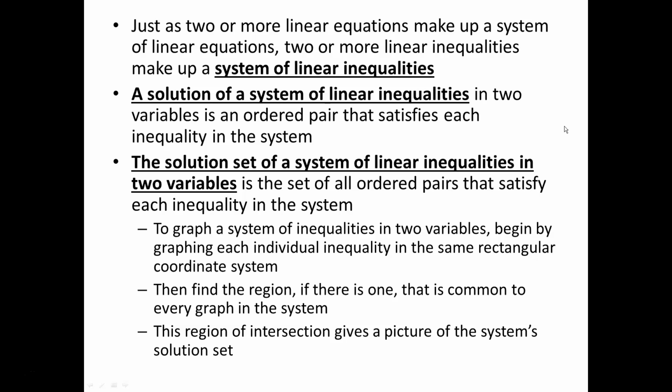So just as 2 or more linear equations make up a system of linear equations, 2 or more linear inequalities make up a system of linear inequalities. So we have two inequalities with the same variables. A solution of a system of linear inequalities in 2 variables is an ordered pair that satisfies each inequality in the system. So the solution set is the set of all ordered pairs that satisfy each inequality in the system.